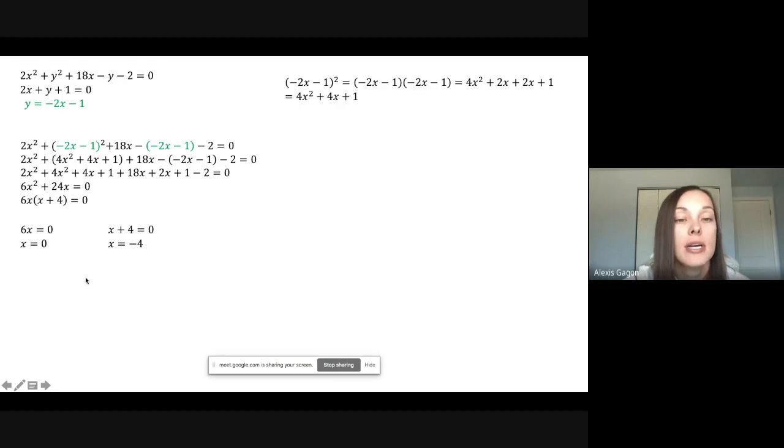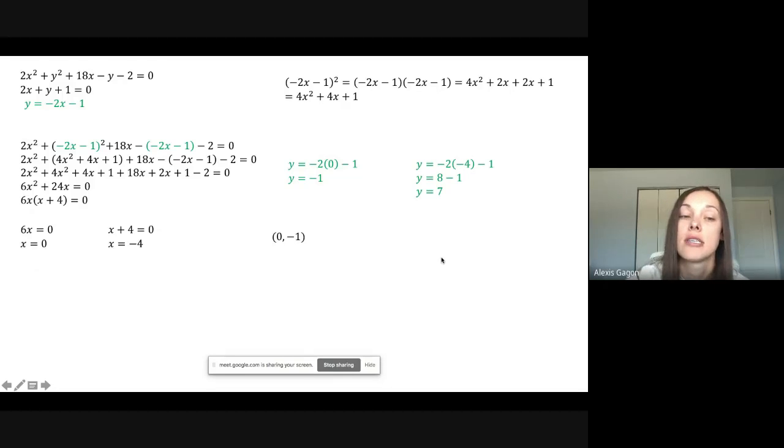So plug it in up here. So that's going to be y equals negative 2x minus 1. Plug that 0 in. So that's going to be y equals negative 1. So one of our answers is 0, negative 1. The other one, we plug in negative 4. Negative 2 times negative 4 is 8. Minus 1 is 7. So our other answer is negative 4, 7.